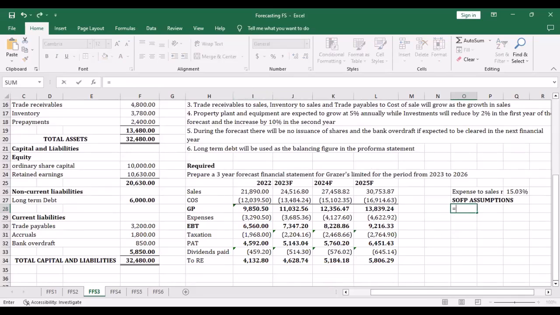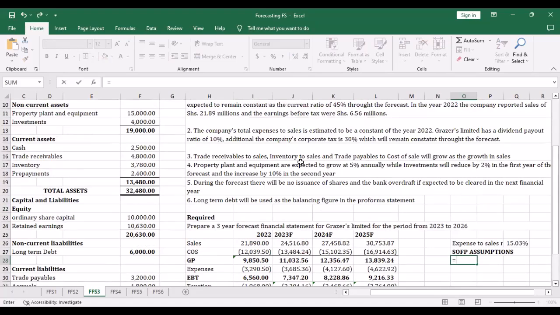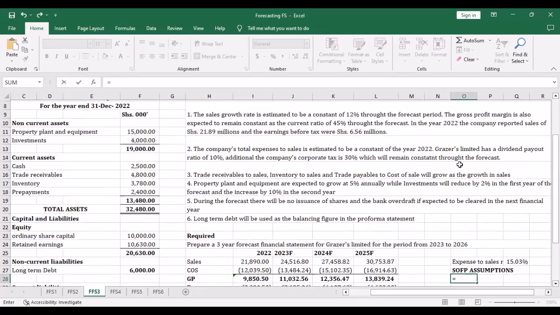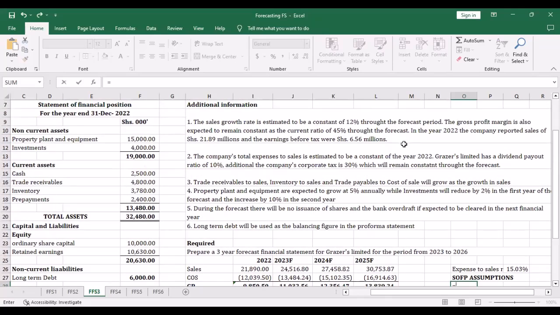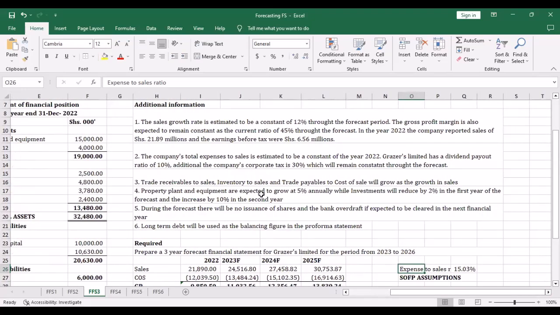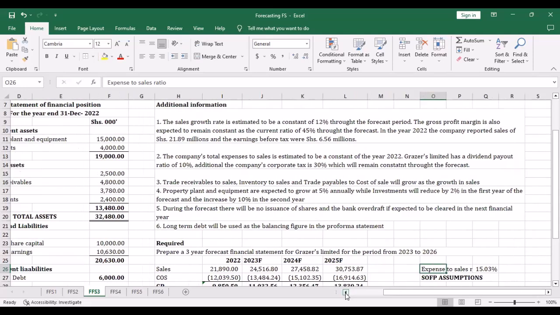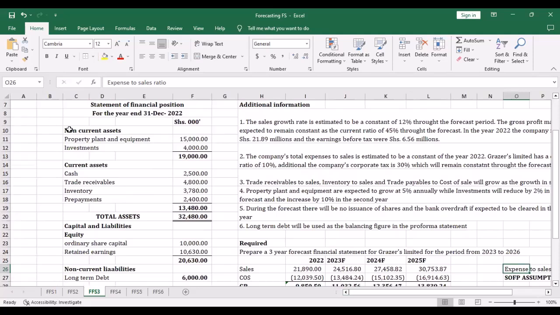So they will just grow as the growth in sales, by 12%. So actually that one, there is no big deal. Then our property, plant and equipment is expected to grow by 5% annually, while investment will reduce by 2% in the first year of the forecast, then increase by 10% in the second year. During the forecast, there will be no issuance. So I think we can just go directly to create the forecast.